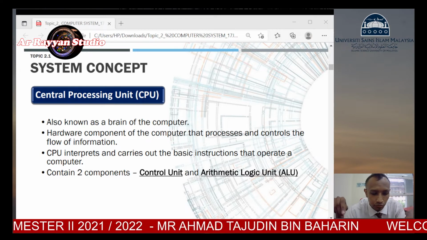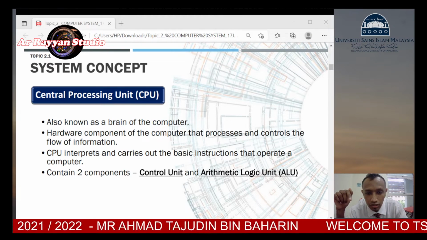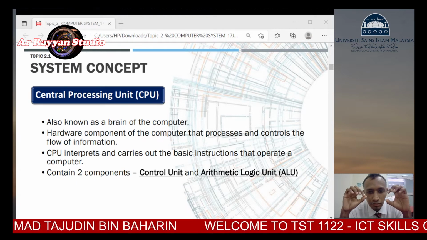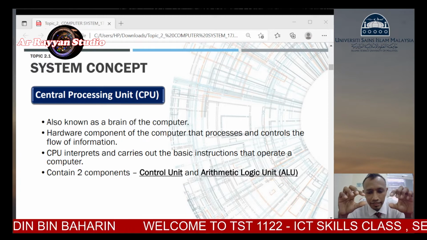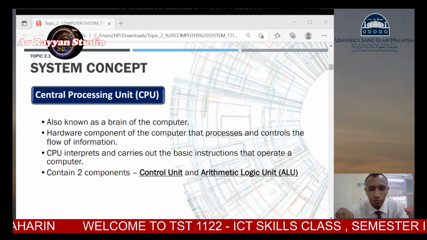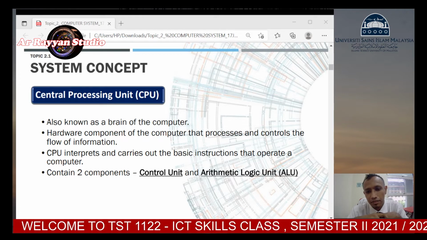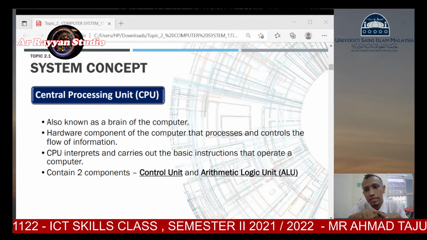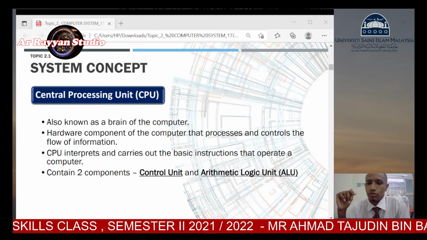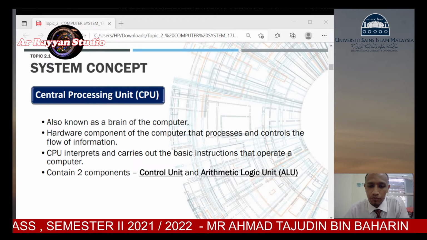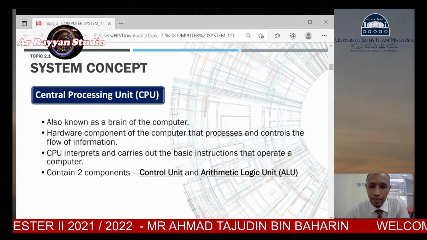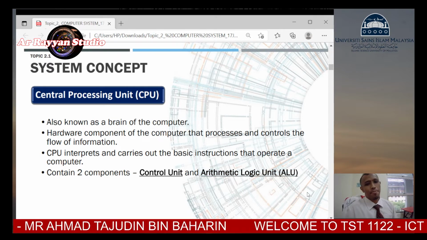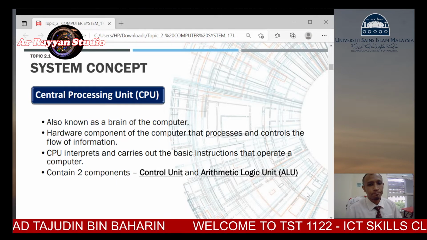So bila you tekan, katakanlah you tekan huruf A dekat keyboard, so komputer ni akan tukar A ni kepada nombor digit yang unik, yang dia dah setkan. Okay, contohnya kalau A maybe 0001, macam tu lah. So dia akan proses dalam bentuk binary number, 0 dengan 1. Sebab tu dalam CPU ni dia only have ALU to process your information. Okay, faham? Faham, sir. Okay.